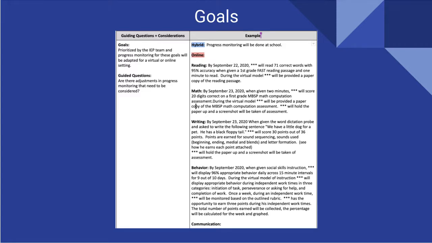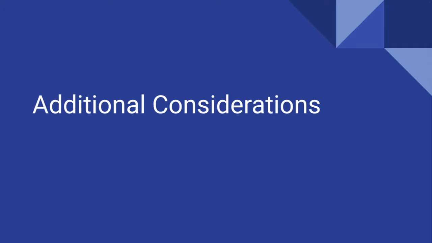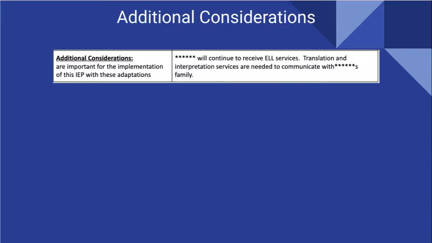In the final section, the additional considerations, you will share any other information that is important to the implementation of the IEP. This may include, but is not limited to, ELL services or translation and interpretation services for the family.